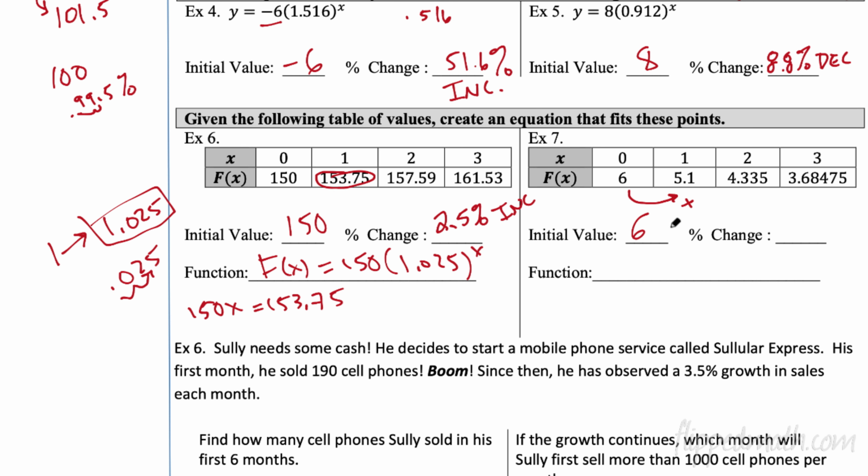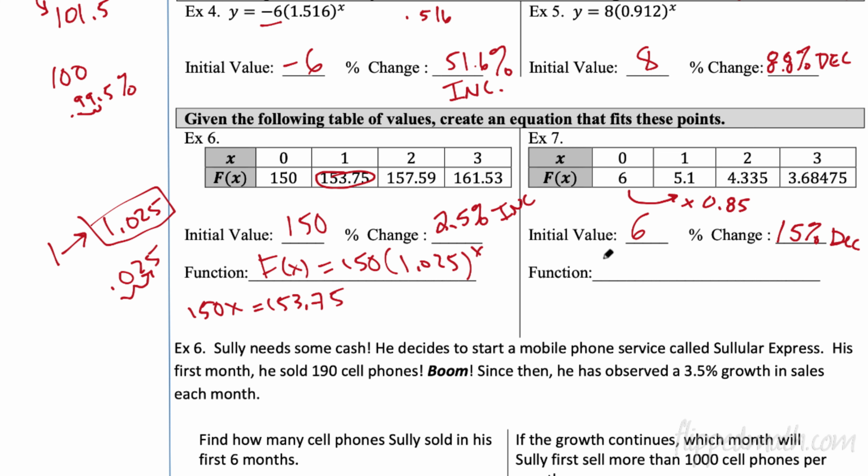Okay, how did you do with this one? Easy, initial value, 6. Now the percent change. Well, I noticed that when I worked this out, I did 5.1 divided by 6. It's getting smaller. So I noticed I need to multiply by 0.85. And that makes sense. So what's the distance from 1? You can do 1 minus 0.85. We get a percent change of 15. It's 0.15. That would be a percent decrease.